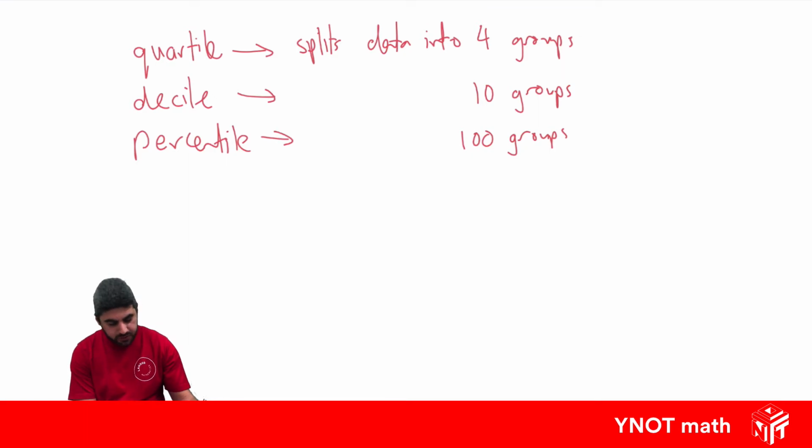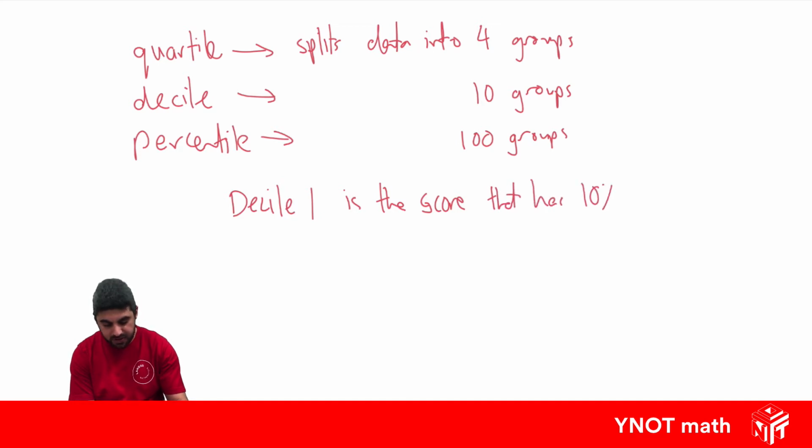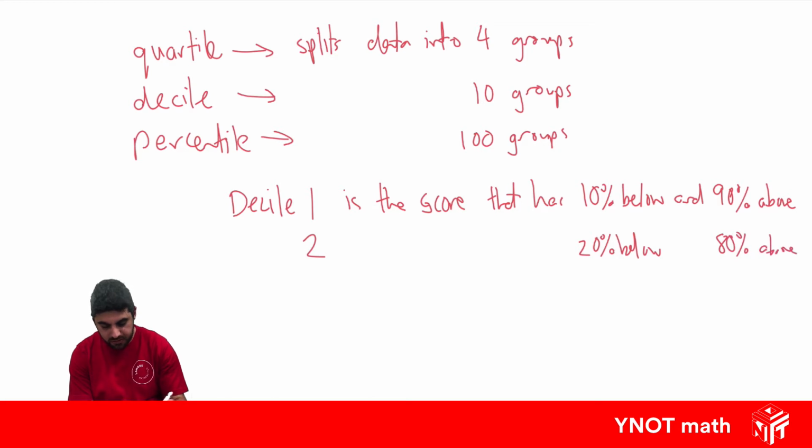So, for example, for a decile, decile 1 is the score. You can think of decile 1 as like your lower quartile. So decile 1 is the score that has 10% below and 90% above. So decile 2 is going to have 20% below and 80% above, all the way down to decile 10, which is going to have 90% of scores below it and only 10% of scores above it.